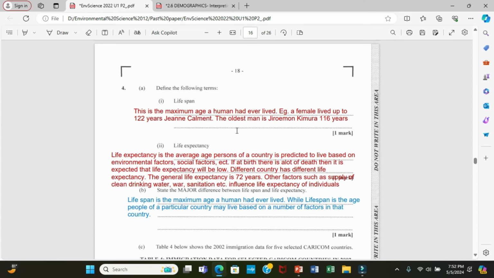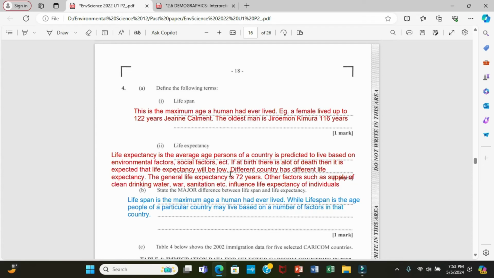All right, that's it basically. Now, life expectancy is different. Life expectancy speaks to a population and what conditions can affect how long or how old persons will live. Right? So, for example, healthcare. The healthcare system is not good. Then persons are expected not to live as long as persons in countries where the health system is way better. All right. So let me read. Life expectancy is the average age persons of a country are predicted to live based on environmental factors, social factors, etc. If at birth there is a lot of death, then it is expected that life expectancy will be low.